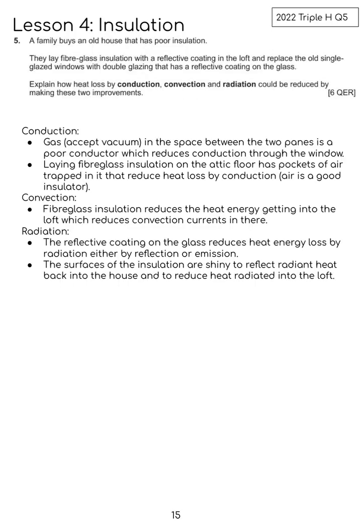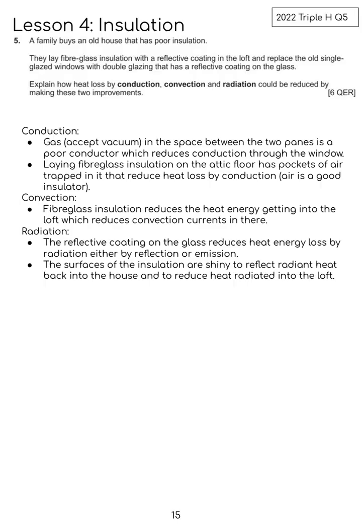In lesson 4, we looked at insulation. So this is a 6-mark question explaining how different types of insulation can reduce heat loss by conduction, convection, and radiation. The 2 types of insulation are fiberglass and replacing single glazed windows with double glazing, both of which have a reflective coating on the glass. To get all 6 marks, you want to talk about all 3 types of heat transfer.